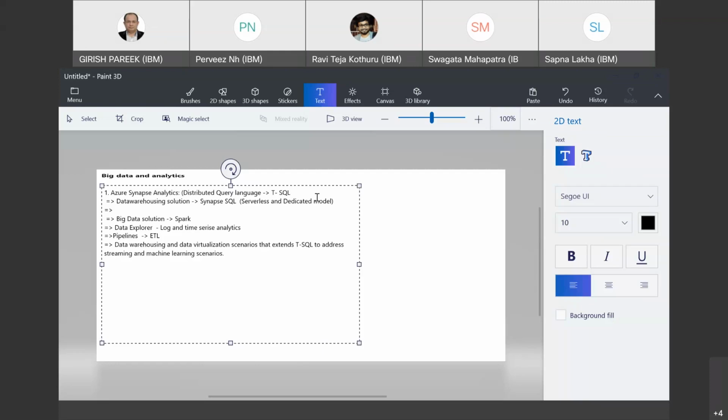So with the help of Azure Synapse, you will be able to do two things. One is the traditional technologies like ETL and the traditional mechanism of managing data, with the help of traditional SQL, and also the new and upcoming technologies like machine learning and big data.